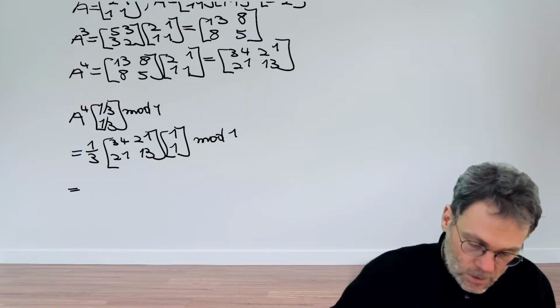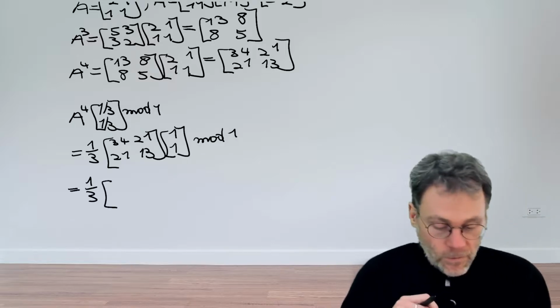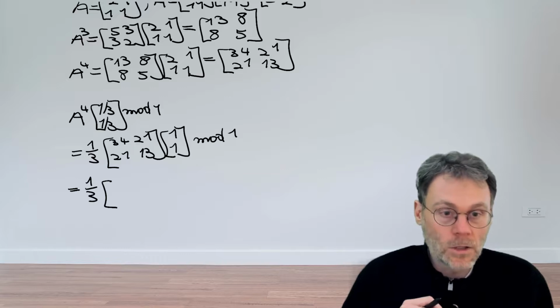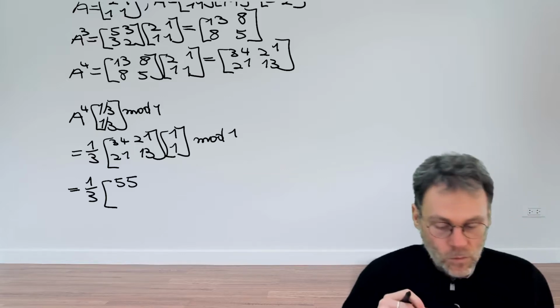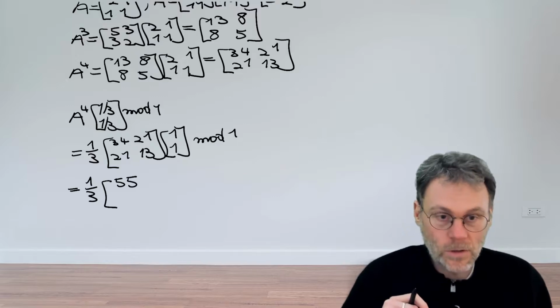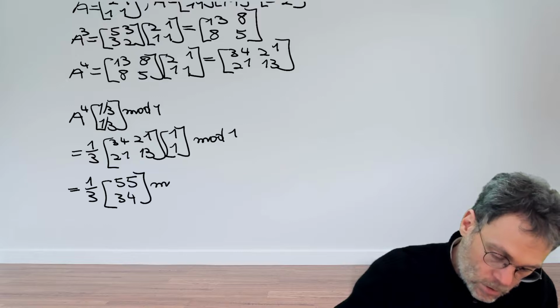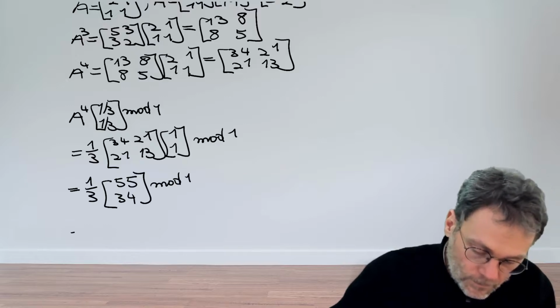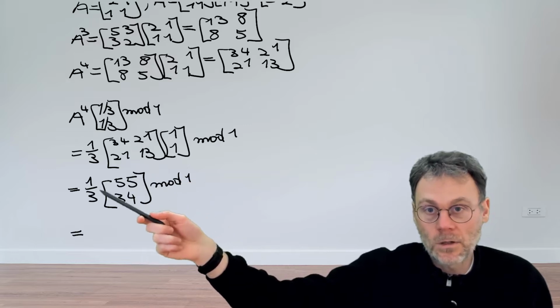Okay, so this is going to give us 1/3 times, and then we have 34 plus 21. So this is going to give us 55. And then 21 plus 13, that's going to give us 34, mod 1. Now let's see what happens to these guys after dividing by 3. What's the remainder?